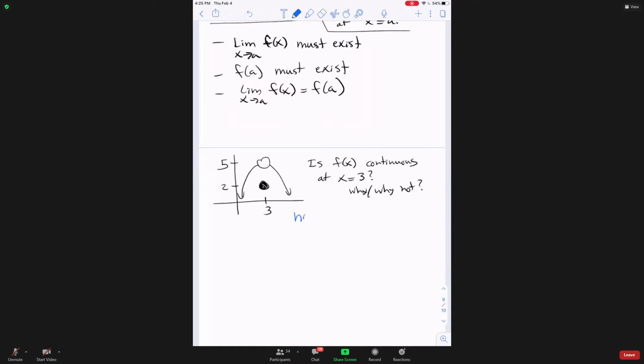I would say no, the limit as x approaches 3 of f of x equals 5. But f of 3 equals 2, and 5 does not equal 2. Now, you don't have to write it all like that. You can, if you said something along those lines, Madison, the way you said it is fine. If you said, hey, the limit doesn't equal the function value, I would accept that as well.